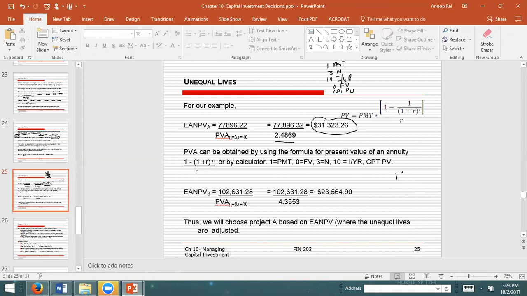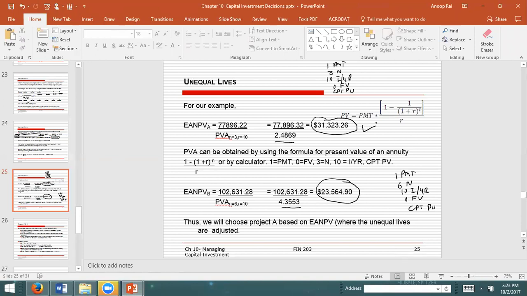So what we'll have to do is 1 is my payment, in this case 6 is the n, 10 is the interest per year, 0 is the future value. Compute present value, and it gives us 4.3553. So if you divide that, then on an annualized basis, our profit is 23,564. So this equalizes the life because now everything is on an annual basis.